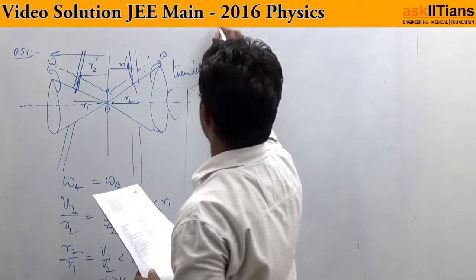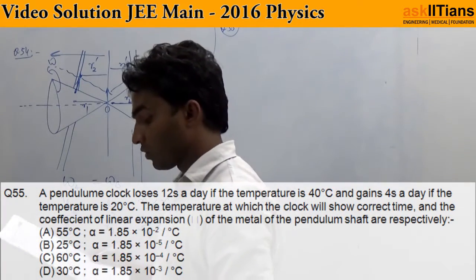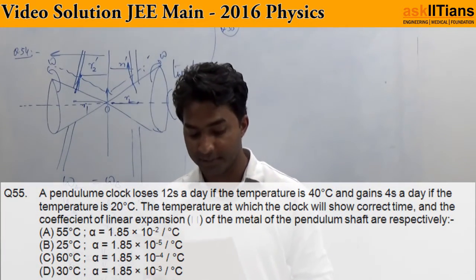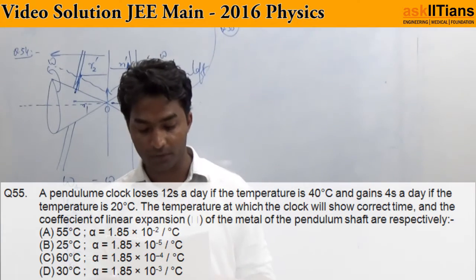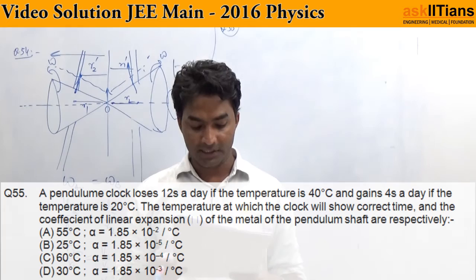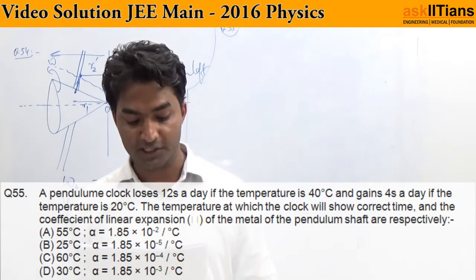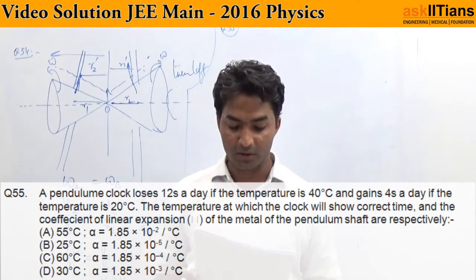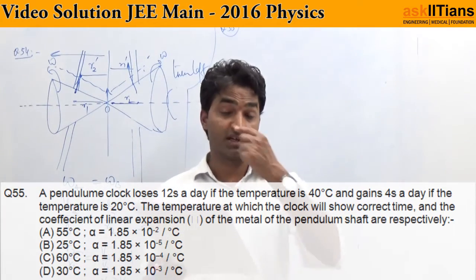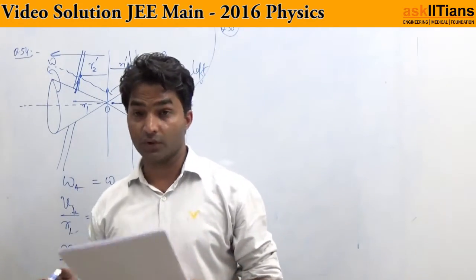Now question 55. A pendulum clock loses 12 seconds a day if the temperature is 40 degrees Celsius and gains 4 seconds a day if the temperature is 20 degrees Celsius. Find the temperature at which the clock will show correct time and the coefficient of linear expansion of the metal of the pendulum shaft. This question is directly taken from the linear expansion part, a very basic question.